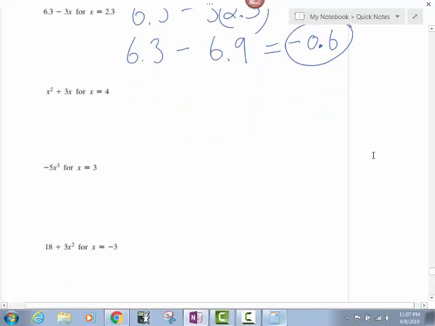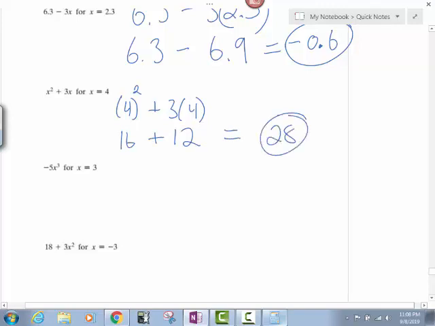Let's take a look at the next one here. X squared plus 3x, x is equal to 4. Okay, so I'm going to write my numbers with parentheses anytime I have squares. It just makes it a little bit easier. Okay, so let's go ahead and take a look here. 4 squared is 16. 3 times 4 is 12. And we add them together, that gives us a total of 28.